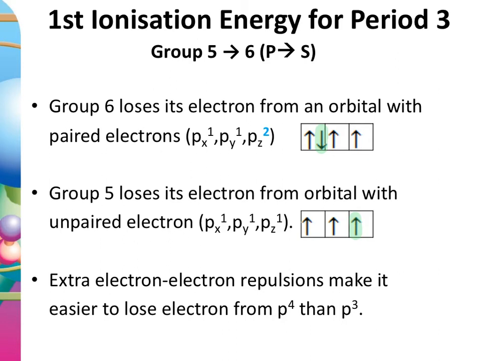Because we're removing a paired up electron, there is a slight repulsion between the two electrons that are paired up, and that makes it just slightly easier to remove an electron from P4 than it does from P3. So if an exam question asked us to explain why the first ionization energy of sulfur was lower than phosphorus, our explanation would be that the electron removed is a paired electron in a p orbital, and paired electrons repel, making it easier to remove one of them.